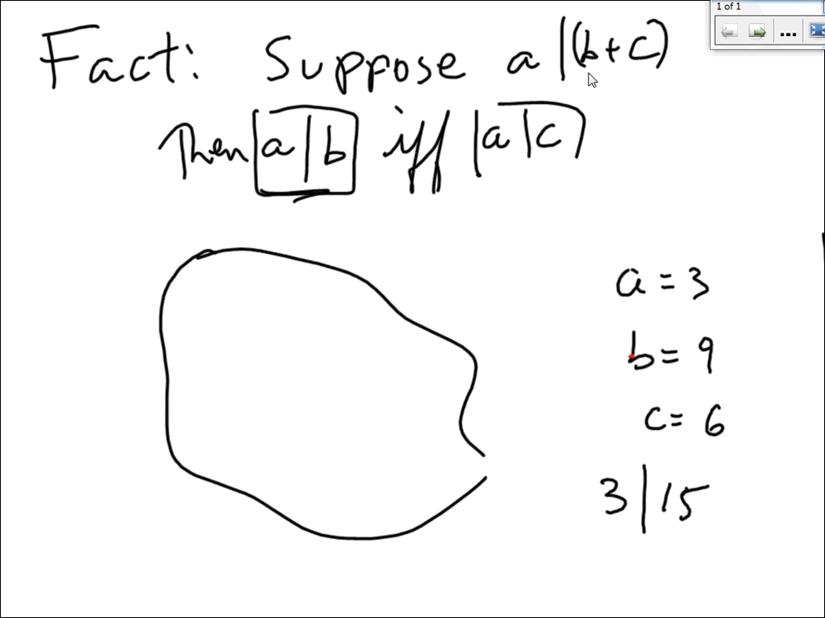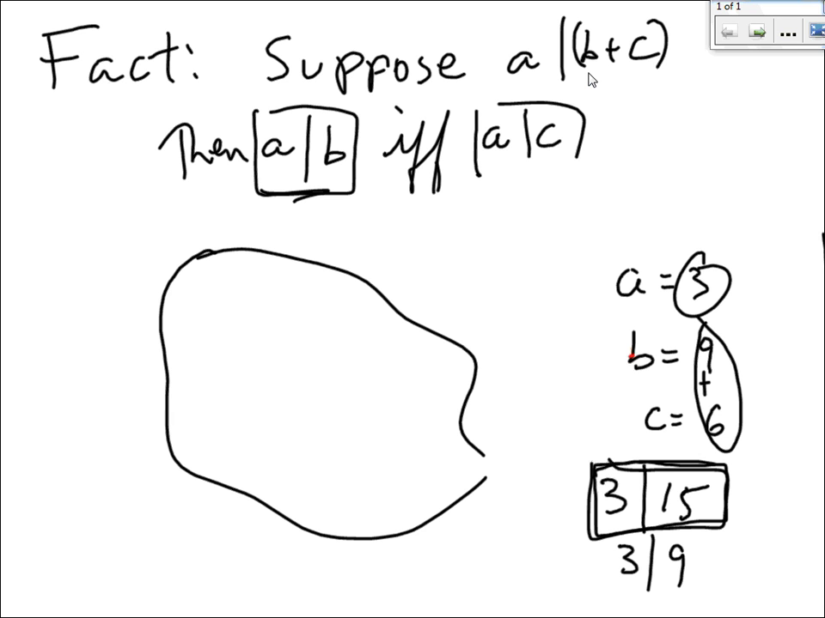So now, we saw that 3 went into 15, or A went into B plus C. Now does A go into B? Well, B is 9. 1, 2, 3, 4, 5, 6, 7, 8, 9, 10, 11, 12, 13, 14, 15.